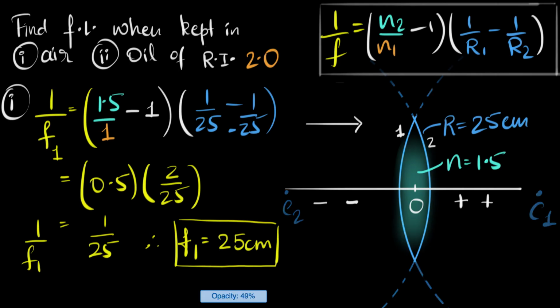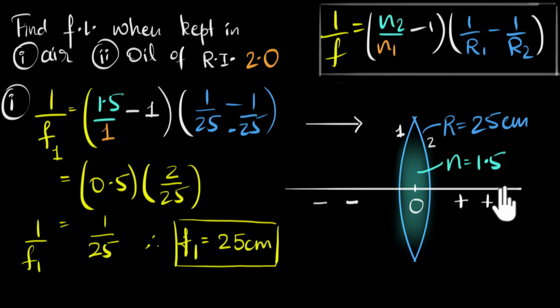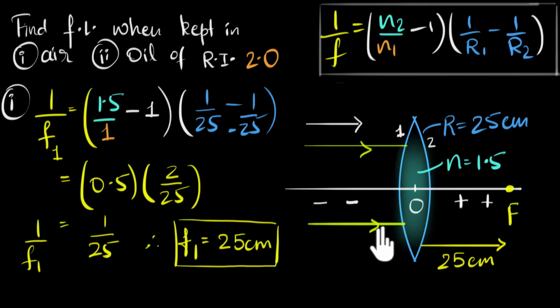What does that mean? Well, since the focal length is positive, it means the principal focus lies on the right side because that's where the positive side is. So our principal focus, let's write that down, is going to be somewhere over here at a distance of 25 centimeters from here, which in turn means that if we have incident rays of light like this, then these rays will get converged at this point. And that's what we would expect, right? If it's a convex lens, we would expect it to converge at some distance. And there we have it.